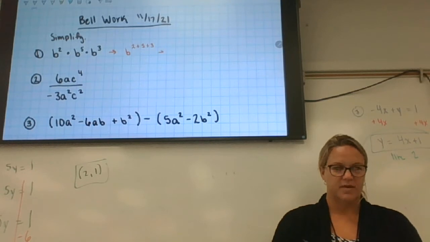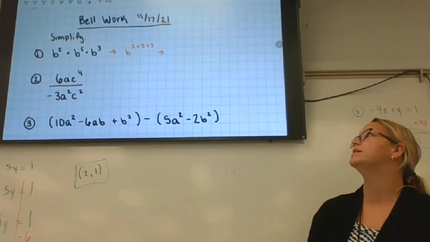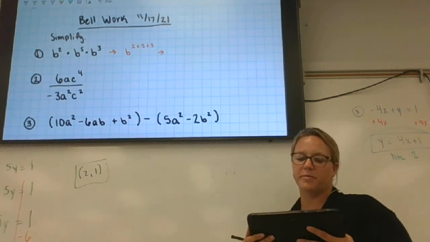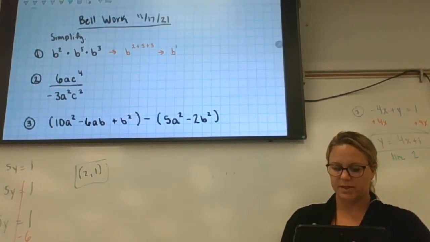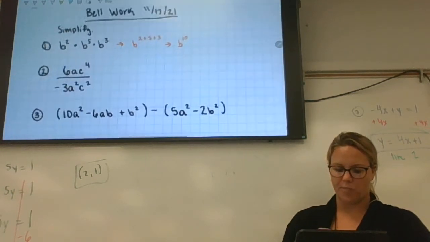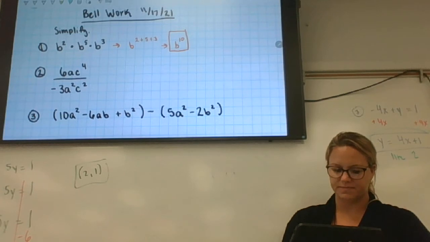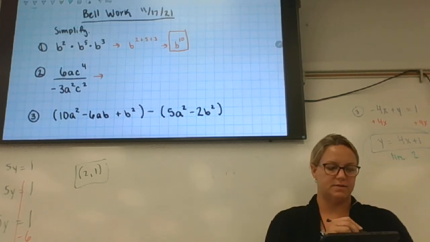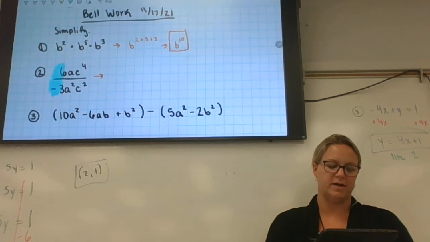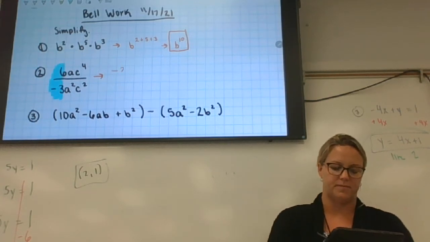So when you multiply the same base, you add. Hopefully everybody was successful in completing number 1. B to the 10. And now we'll divide. So 6 divided by -3. You've done that a lot. Same as it's always been. -2.